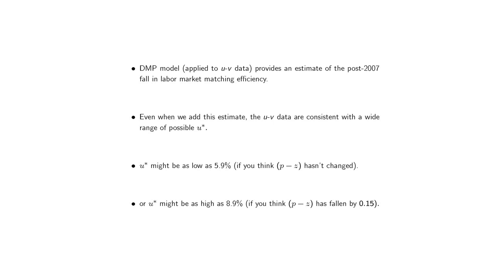The one where not much has happened with P minus Z, and then U star is low, 5.9%, or the scenario where you think P minus Z has fallen by as much as I described, and then it might be as high as 8.9%.